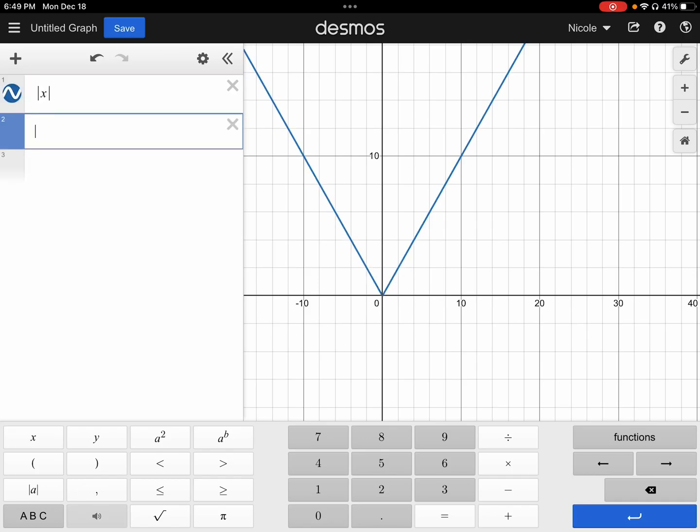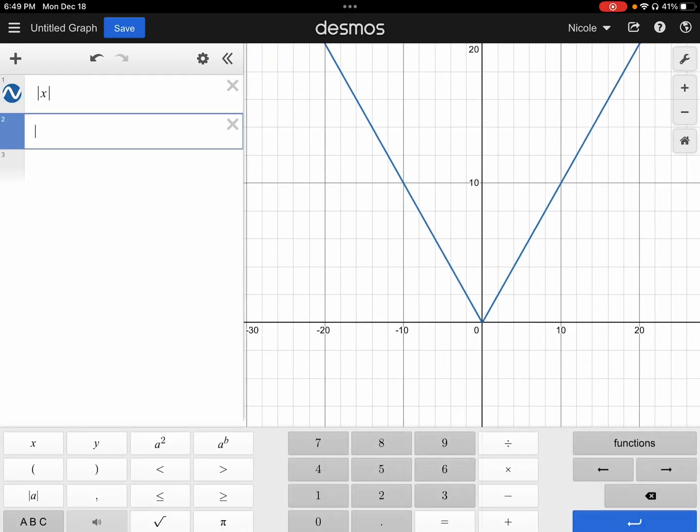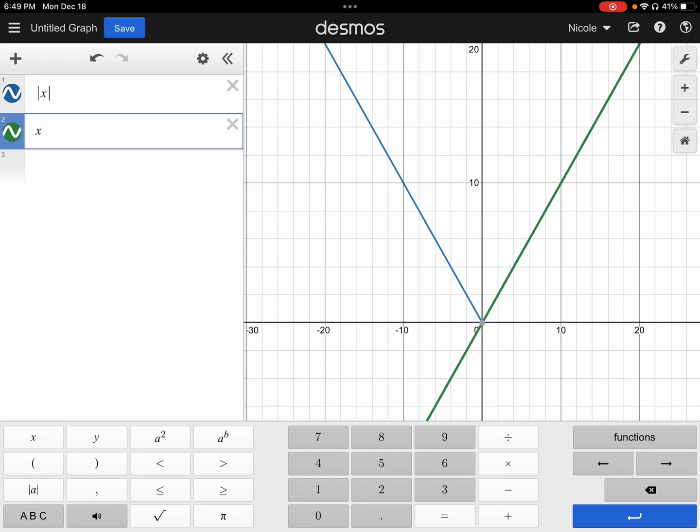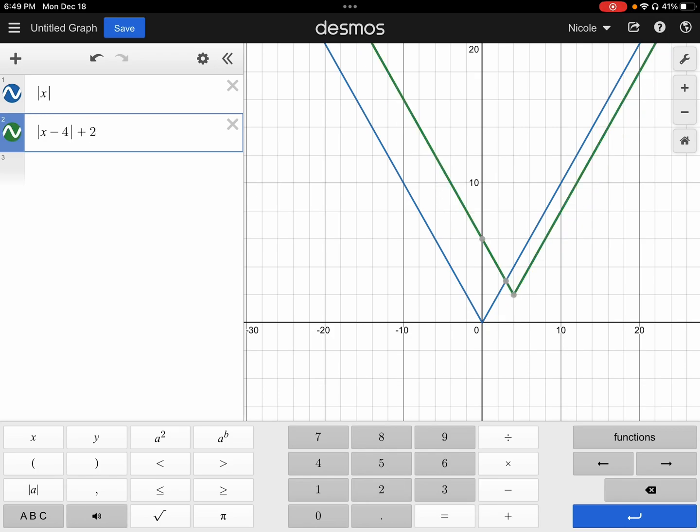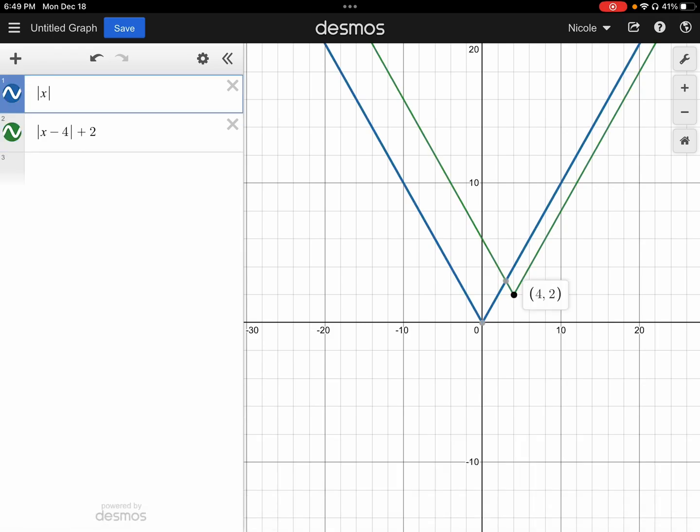So there's my parent function, a nice little V. And then I'm going to graph my transformation, which was x minus 4, I believe it was plus 2. Okay, so what we notice is we have moved to the right and we've moved up 2. Or we moved to the right 4 and up 2, because if we look at our vertexes, our original is at (0, 0), and our new is at (4, 2).